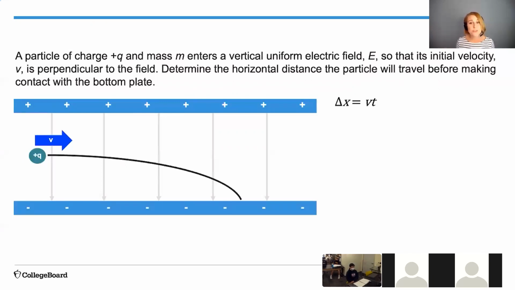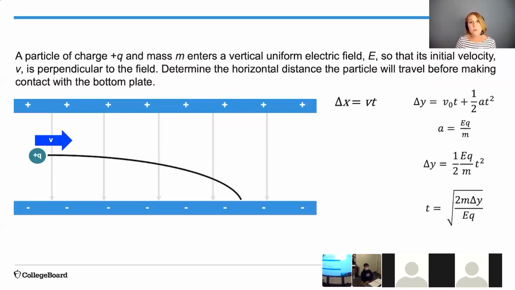If I want to know how far it's going to go horizontally, I really just need to take how fast it's going sideways and multiply by the amount of time that it takes to reach the negative plate. Now, to reach the negative plate, I need to worry about what's going on in the y direction. So I'm going to use a kinematics equation with my change in y displacement, initial y velocity, and 1/2 at squared. Keep in mind, we are going to have to calculate the acceleration of this particle in this field using EQ over m.